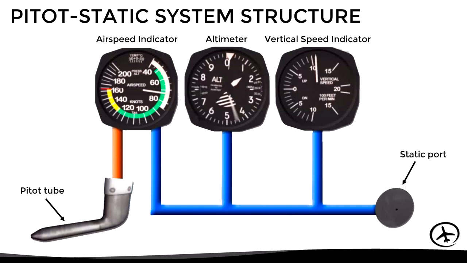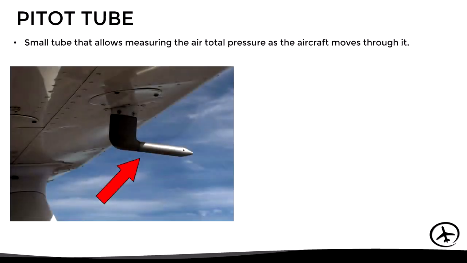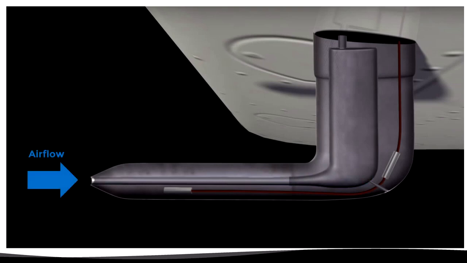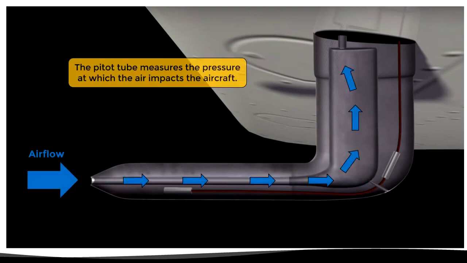We will now see each of these sensors in more detail, so let's start with the Pitot tube. This is a small tube that allows us to measure the total pressure of the air as the plane moves through it. We can find it typically under the wings on small aircraft or in the front of the fuselage on larger aircraft. The idea of the Pitot tube is to measure precisely the pressure with which the air impacts the aircraft. And as we had already said with the example of the hand, the impact pressure will combine the static pressure and the dynamic pressure, meaning that the Pitot tube measures the total pressure.